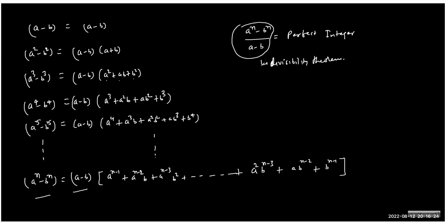Anyway, so A power n minus B power n is always divisible by A minus B. That's the theorem. So if I ask you, let's say, 10 power 243, oh my god, minus 3 power 243. If I divide by 4, what is the remainder? What is the remainder of this?